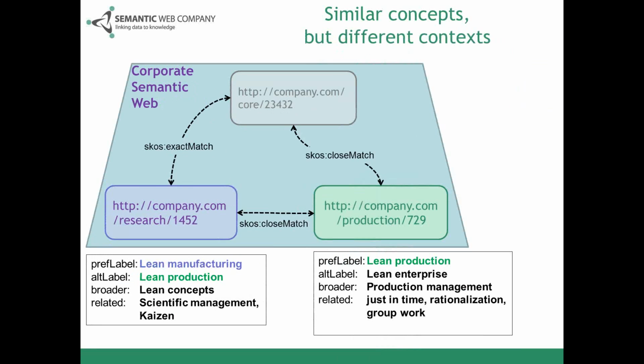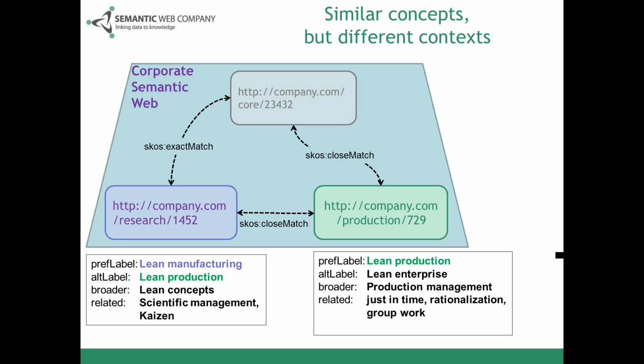So how could it look like? For instance, you have one vocabulary in your research department, and here the preferred label is lean manufacturing. And there are other things around it. There's probably also different concepts around this lean manufacturing concept here. There's probably scientific management, there is Kaizen as a related concept.